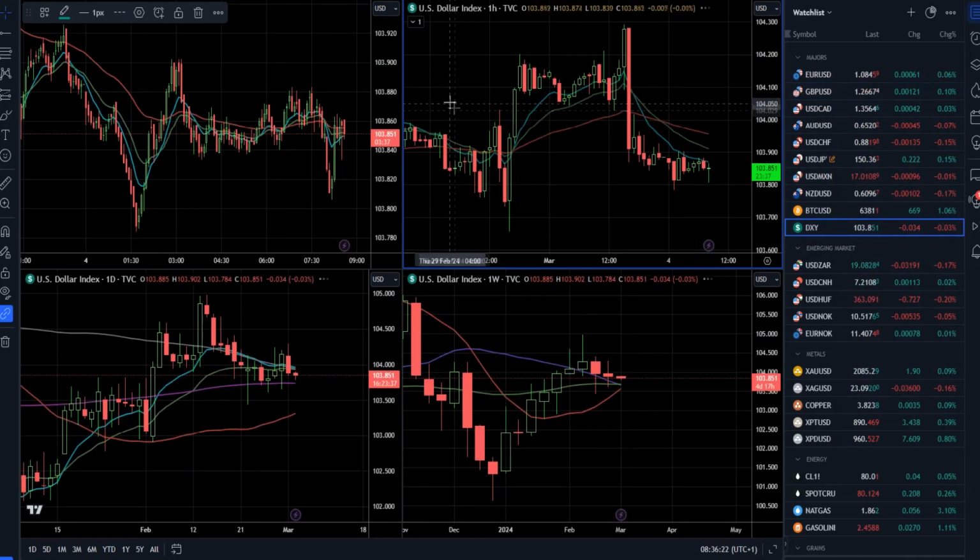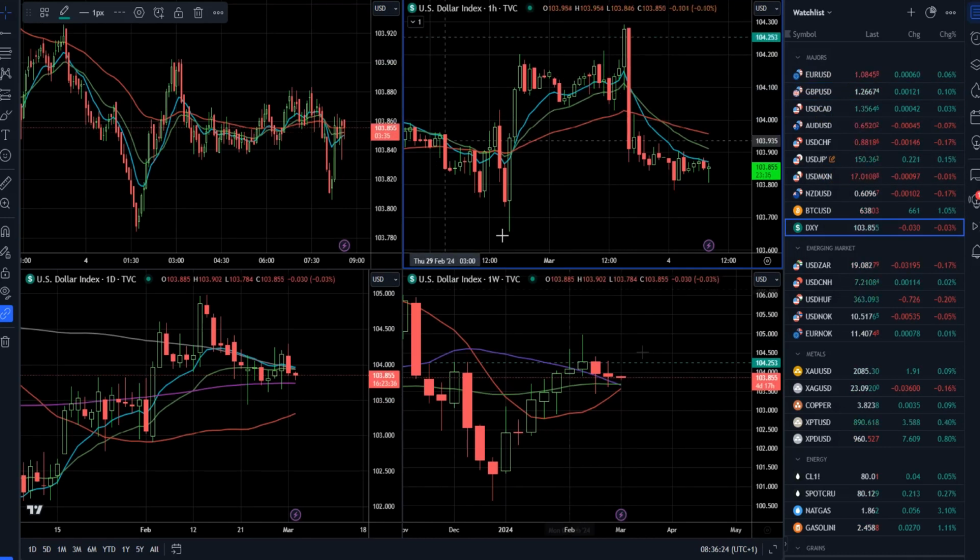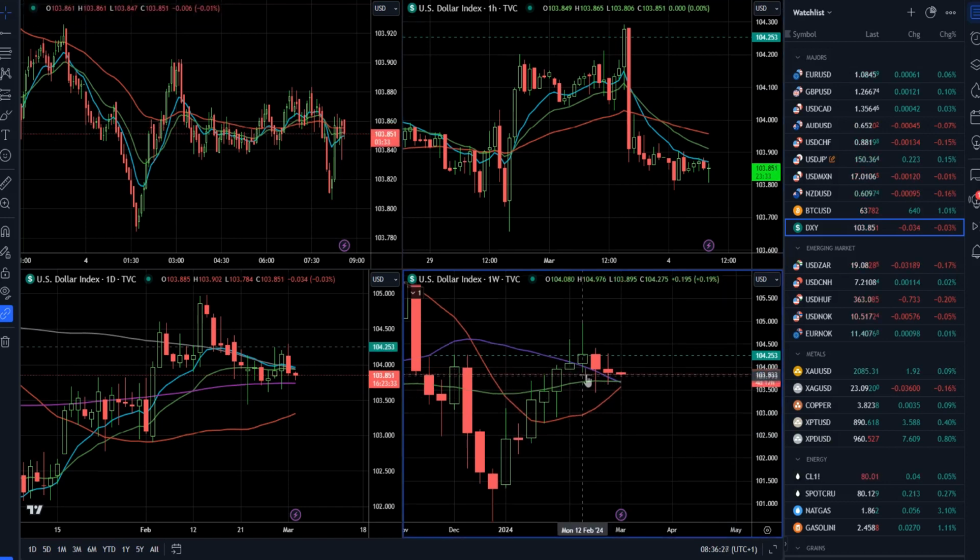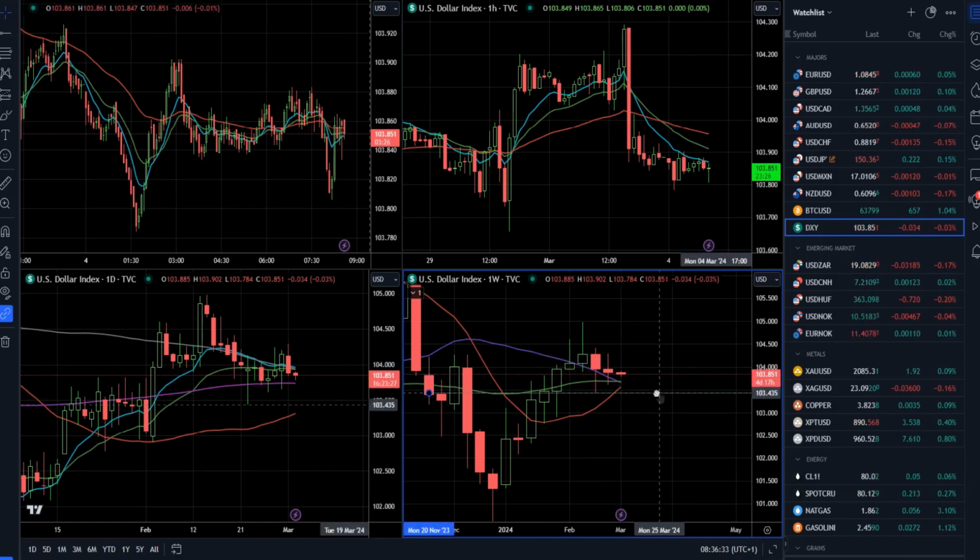And if we take a look at the dollar index, again we have the inside week last week. So if we can see the breakout to 103.40, there is a chance then for an even drop towards the 102.90 or 102.80 mark.